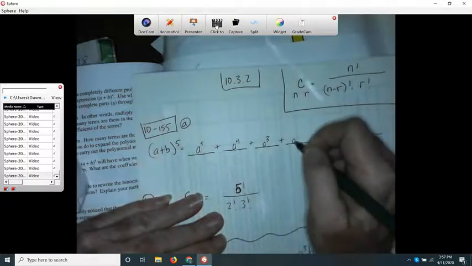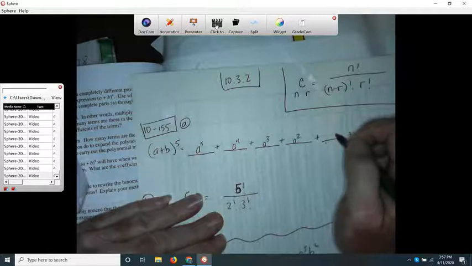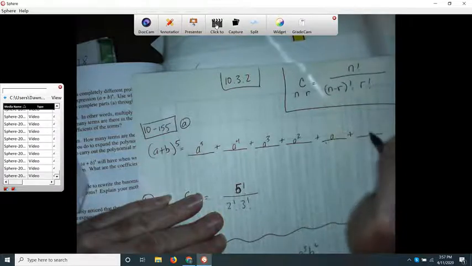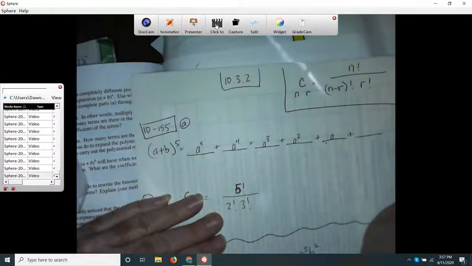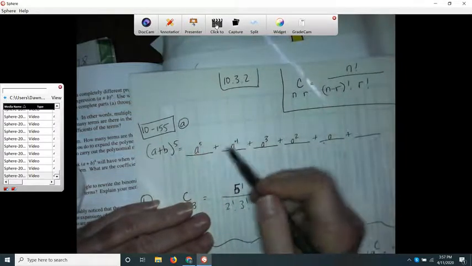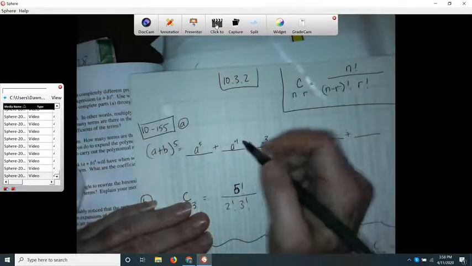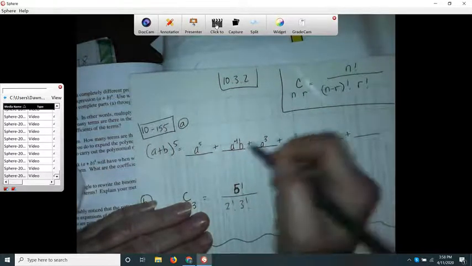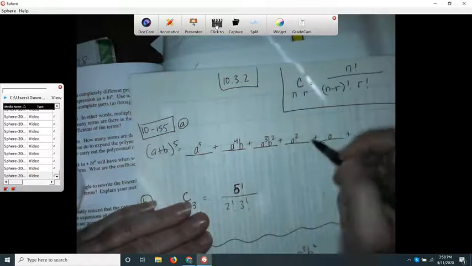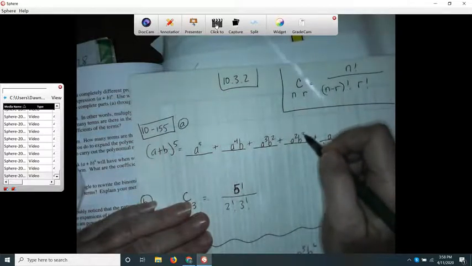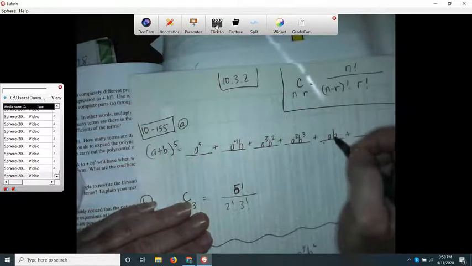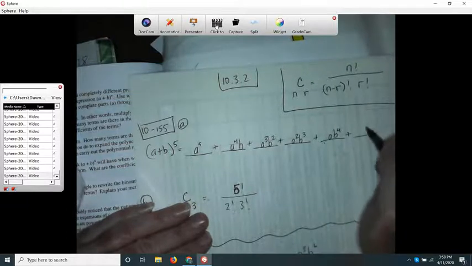a^3, a^2, a^1, and then a^0, okay? And then the b's are going to go in ascending order. So this will be b to the 0, b to the 1, which is just b, b squared, b cubed, b to the 4th, and b to the 5th.